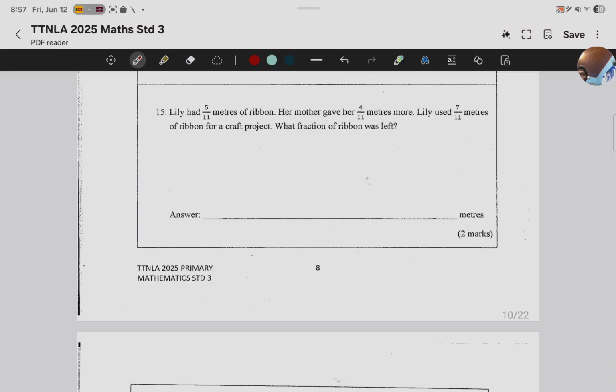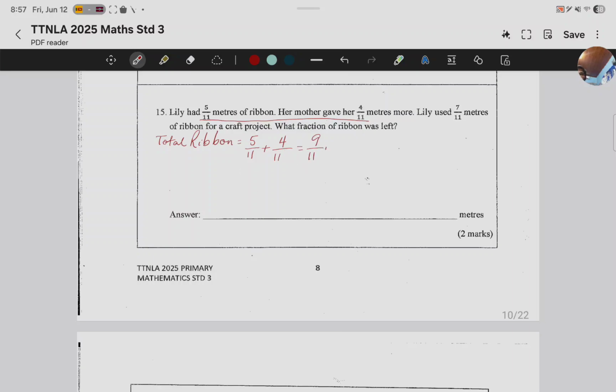Lily had 5/11 meter of ribbon. Her mother gave her 4/11 meter more. Lily used 7/11 meter of ribbon for a craft project. What fraction of ribbon was left? So first we need to find out the total ribbon that she has. So total ribbon would be 5/11 that she had, add the 4/11 that the mom gave her. 5 add 4 is 9 over 11.